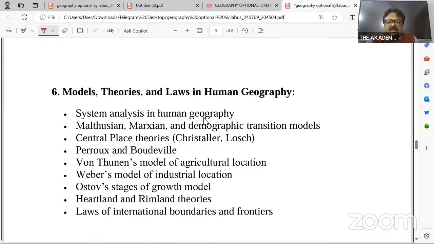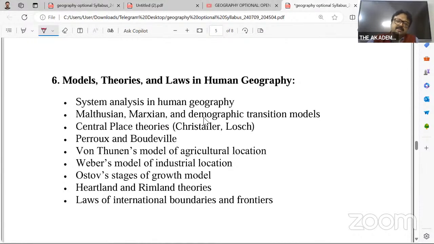Let's come to models and theory. And this models and theory part is totally for conventional geography.